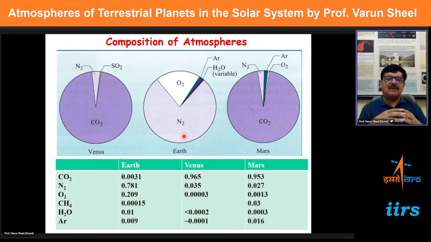Going into the detail of the terrestrial planets, you can see these three planets highlighted here as a pie chart, showing the composition distribution. And as I said, you can see clearly the CO2 rich atmospheres here in Venus and Mars, and the nitrogen and oxygen rich Earth atmosphere. So this is the major composition of these three planets.